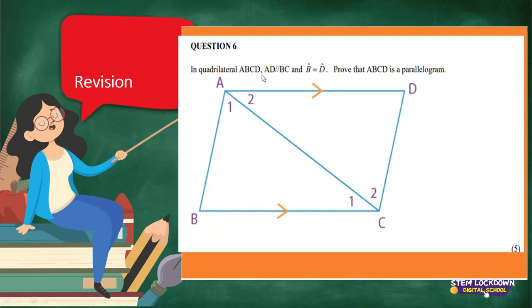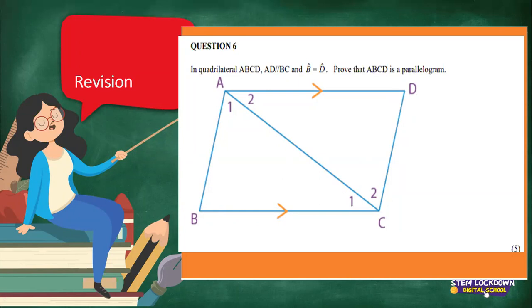In the quadrilateral ABCD, AD is parallel to BC, and angle B equals angle D. Prove that ABCD is a parallelogram. You can see AD is parallel to BC, and angle B equals angle D. Prove that ABCD is a parallelogram. How do you prove that ABCD is a parallelogram?